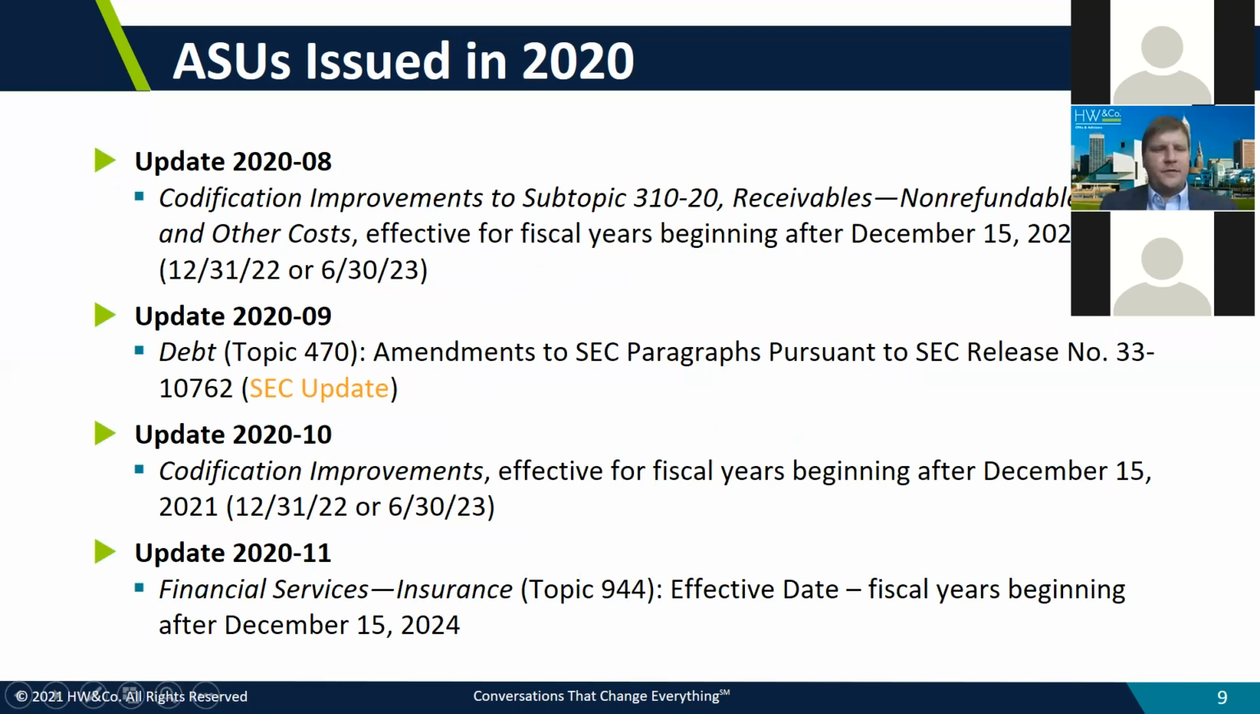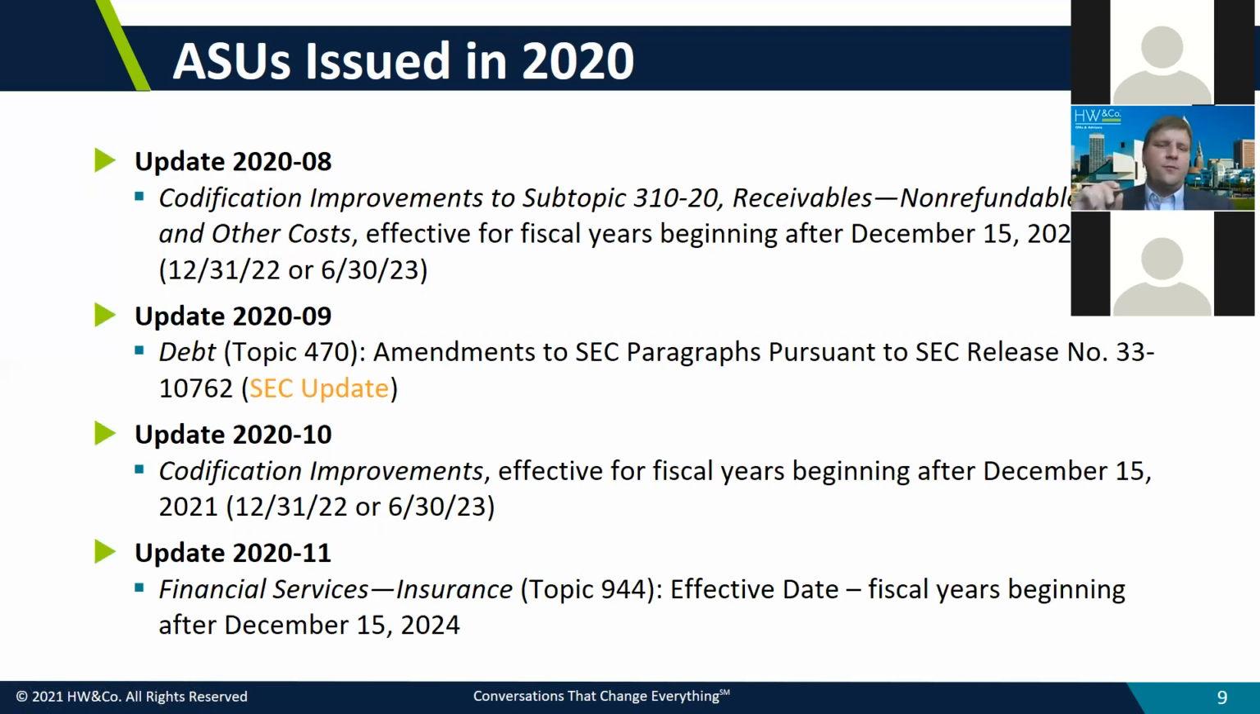And then moving through the rest of these 2020 updates, 2020-08 is really just an improvement to the codification. It gets into a little bit more detail on subsequent measurements of debt, if you have callable debt, how to measure that. So that's part of that standard there. 2020-09 is a public company update, so we'll pass on that. 2020-10 is more improvements to the codification. Again, just further clarification, and it's more focused on financial statement disclosures.